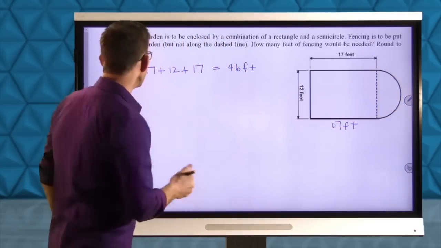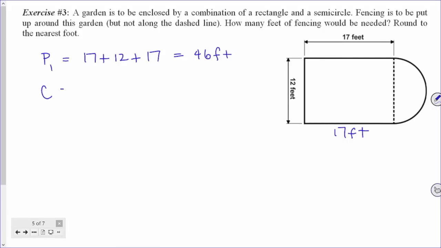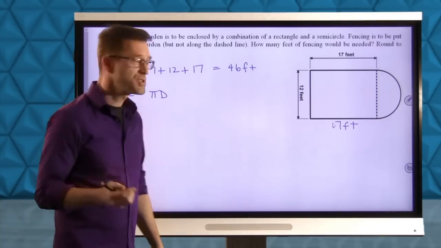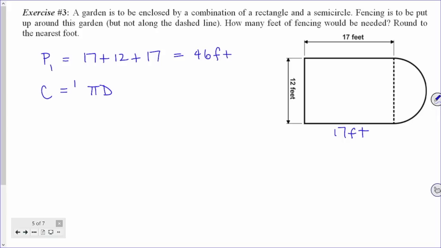Now obviously, the circumference of a circle is pi times its diameter. But this is only half of a circle. So we either need to throw in a multiplier of 1/2 or we need to divide by 2. Of course, those all have the same thing. Maybe I'll call that P2 for the second perimeter. And that would be 1/2 of pi times the diameter.